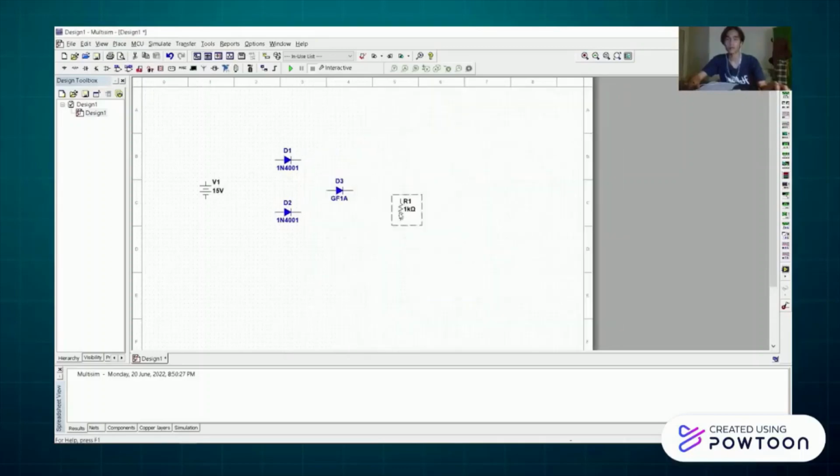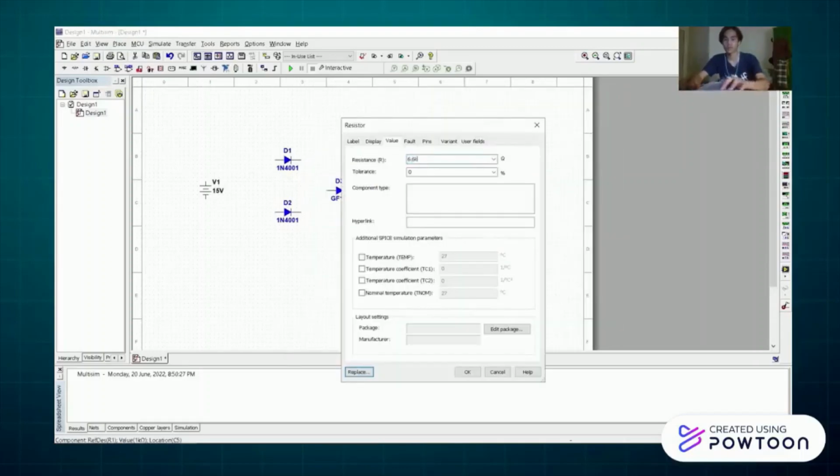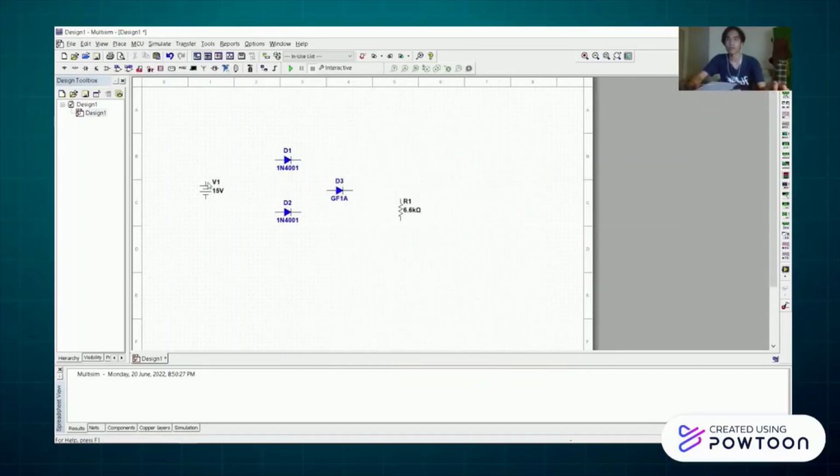Positive DC power connect to diode 1 and diode 1 connect to diode 2. Germanium diode 3 connect between diode 1 and diode 2. Diode 3 connect to resistor, and don't forget ground. Negative resistor connect to ground. Also negative DC power connect to ground. So the connections are complete.